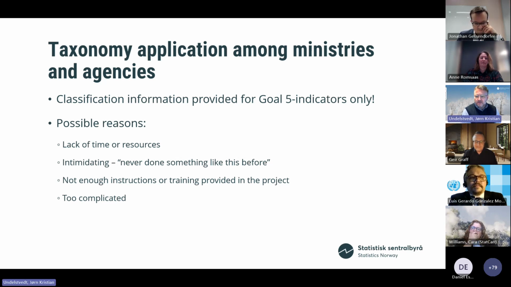Perhaps the taxonomy was not explained thoroughly enough in the initial meetings of the indicator project and not reminded frequently enough during the project. Statistics Norway will, of course, keep on using the taxonomy and introduce it to everyone new to the SDG work here.